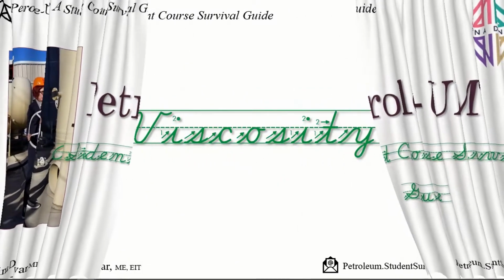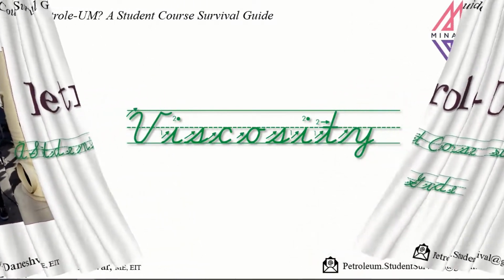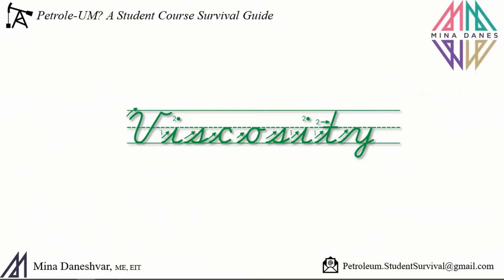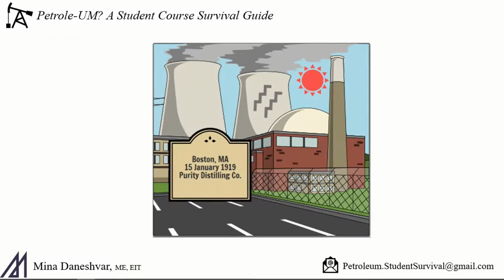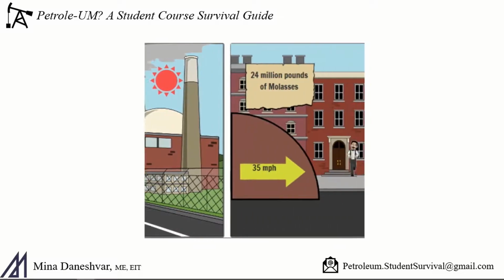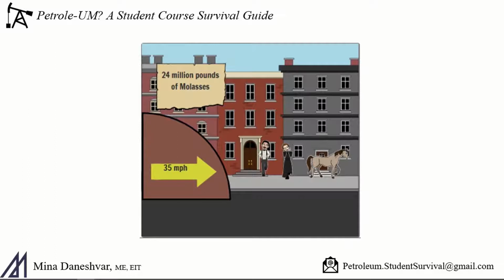Today's topic is that of viscosity. So let's begin with a story that happened 100 years ago. On January 15th, 1919, in Boston, Massachusetts, 24 million pounds of molasses burst forth from a factory, Purity Distilling Co., and flooded the streets at approximately 35 miles per hour, killing 21 people and injuring 150 people.